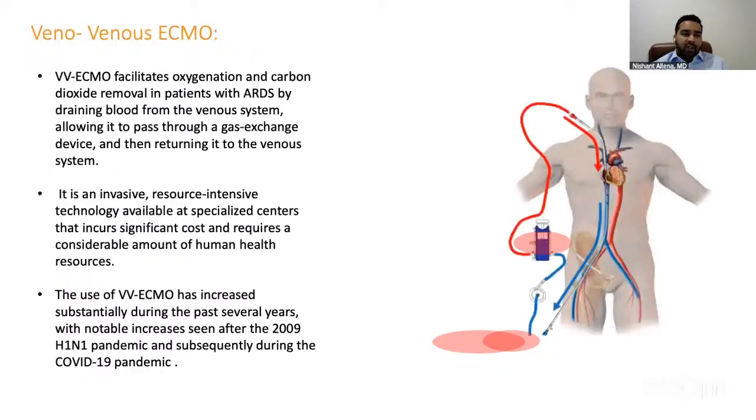Then coming to veno-venous ECMO. So veno-venous ECMO, as we know, facilitates oxygen and CO2 removal by draining blood from the venous system. It's an invasive and quite resource-intense technology, and it comes at a significant cost, both monetary and human. The use of VV ECMO has increased, especially with the onset of viral pneumonias over the last couple of years, including the H1N1 pandemic in 2009, followed by the COVID-19 pandemic that we had in India in 2020.